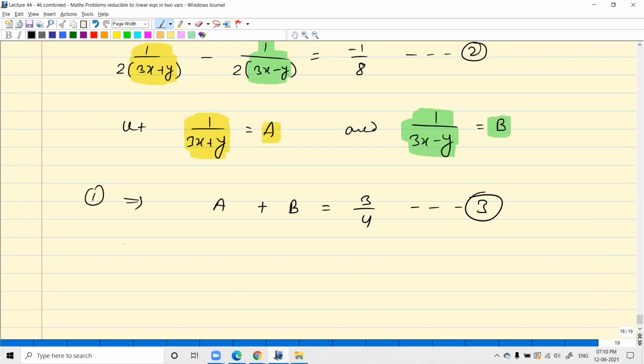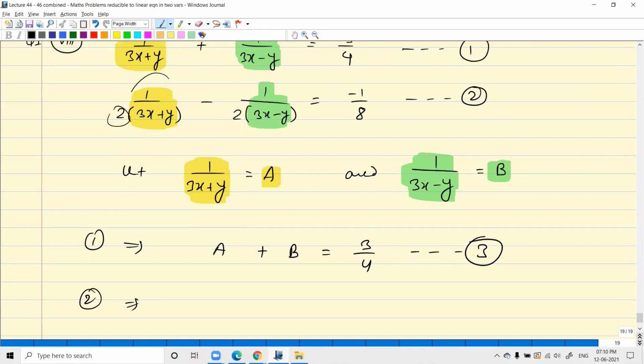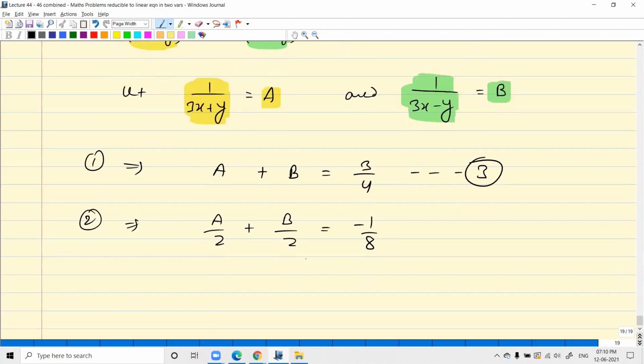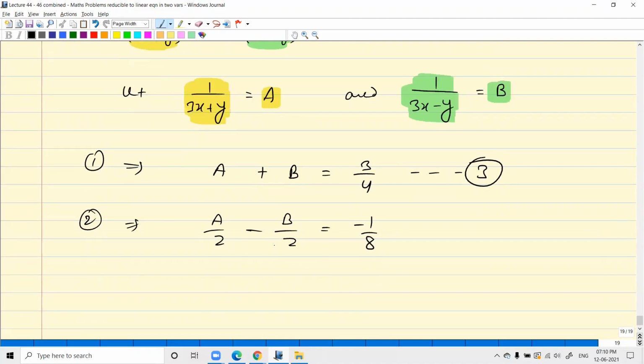Yes, sir. And second equation can be written as, you see there is a 2 in the denominator here. So when all this I have considered as a, this thing will become a by 2. Can you see that? It will become a by 2. What about this? This whole thing is b. So there is a 2 in the denominator, so it will become b by 2. So a by 2 plus b by 2 is equal to minus 1 by 8. And you see, sir, a by 2 minus b by 2, sir. Yes, you're right. This is minus, okay? Yeah, this is minus over here. So a by 2 minus b by 2 is minus 1 by 8.